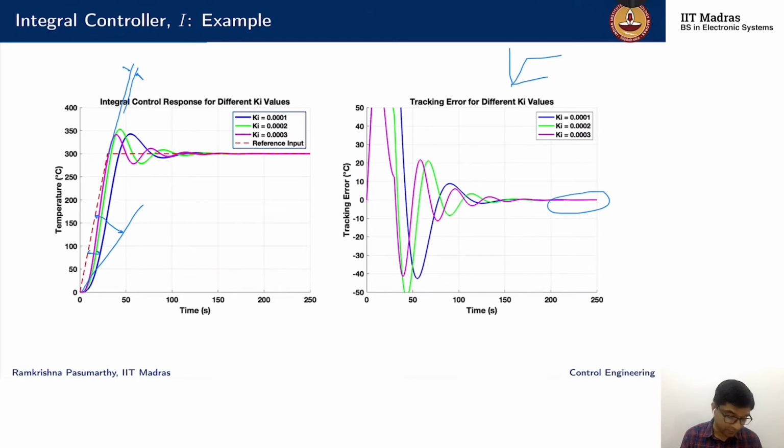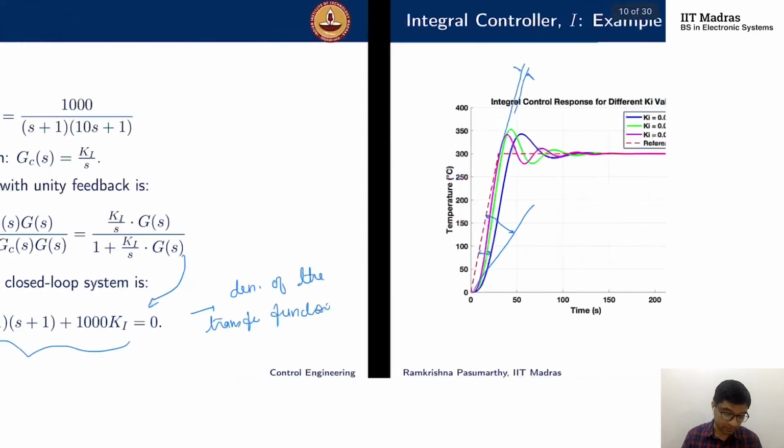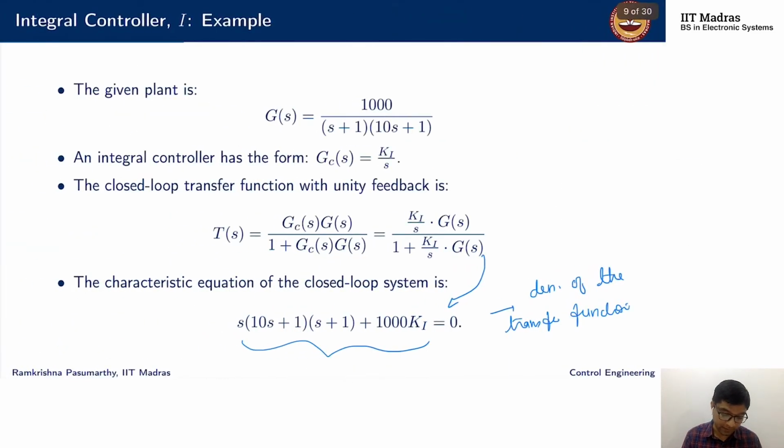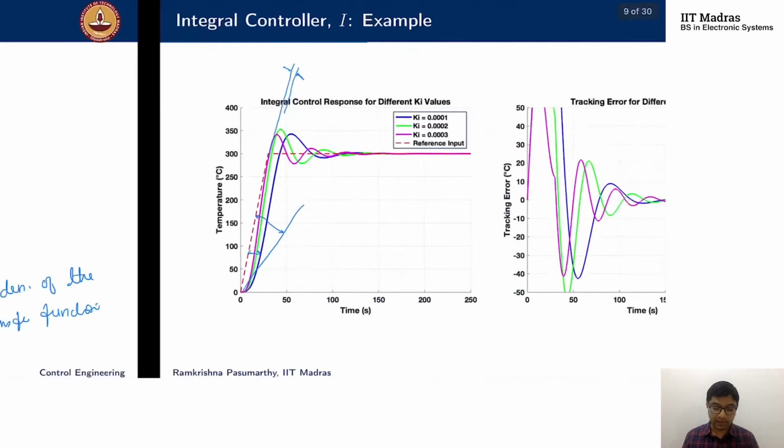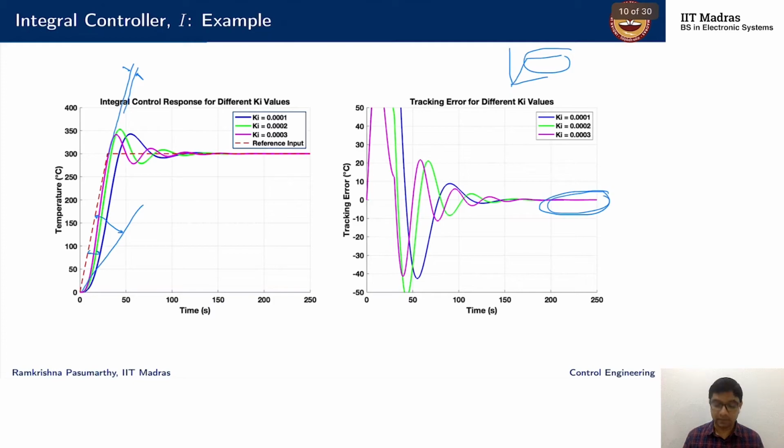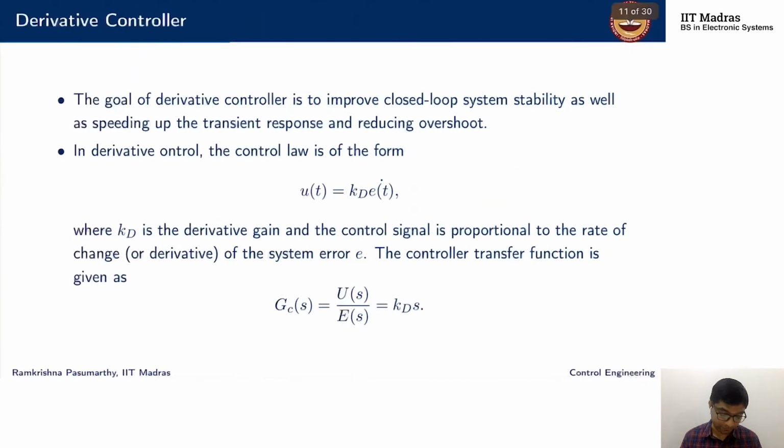However, after a while we are tracking a constant input, and we know that when the reference is a step, the integral control makes the system type 1. So you have an s here. This makes the system type 1, and therefore it has the ability to track reference steps.